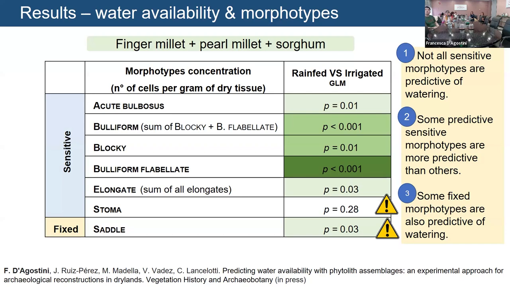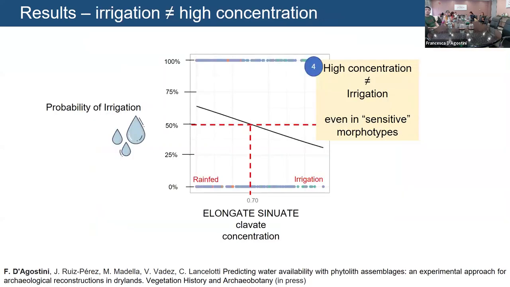As I was saying before, we also realized that some fixed morphotypes are also predictive of the watering. And last but not least, another thing that was kind of surprising for us was realizing that high concentration, as you also saw in the other slide, high concentration of even sensitive morphotypes is not necessarily associated with water abundance. So it's not that more water means more phytolith deposit, but sometimes more water is associated with a higher visibility of the crops having grown in water stress.